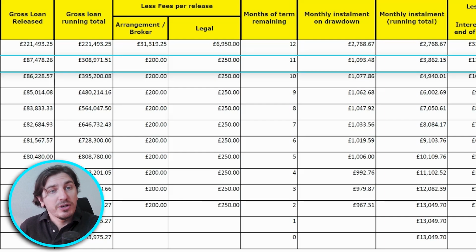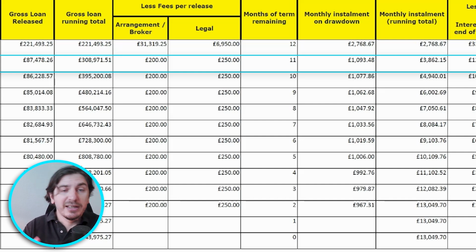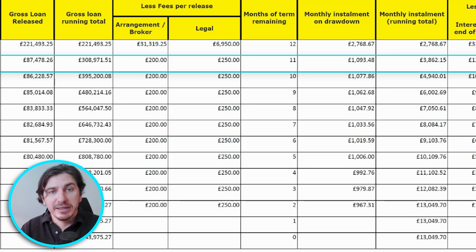And then if you jump on to month 2, you can see the next drawdown they've assumed is 87,000 and a bit, which brings the total running gross loan to nearly 309,000. Then they've got some arrangement fees, and this is pretty much an admin fee for them organizing the money. It's got the legal fees, which will just be to cover the actual sending of the money to you. There's no further legal due diligence.